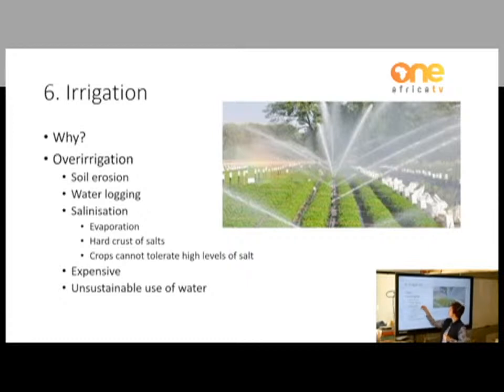Salinization happens when that pools of water on your soil starts to evaporate. But remember, in that soil were different mineral salts. And what happens when I have mineral salts in water and I have evaporation? The salt will stay behind. And that causes a hard crust of salts on your topsoil.